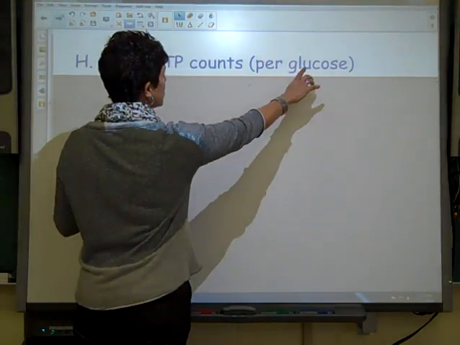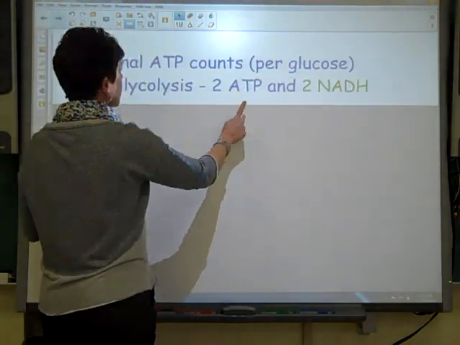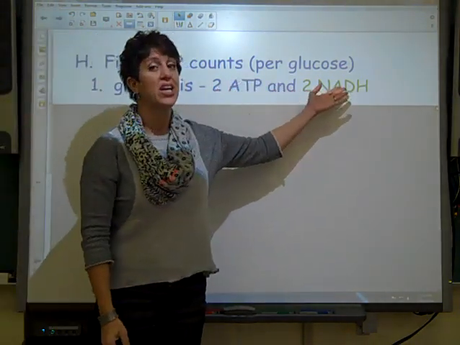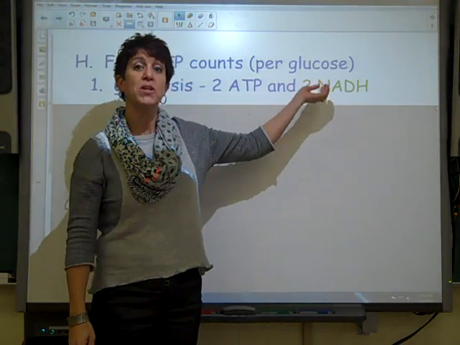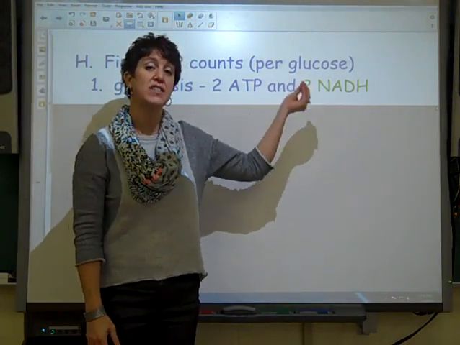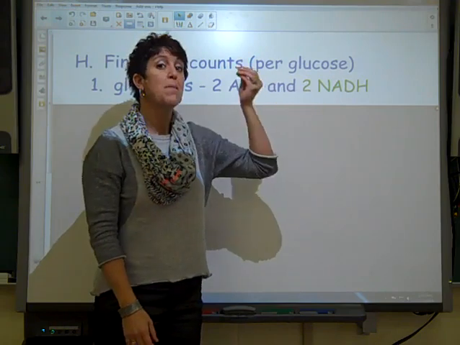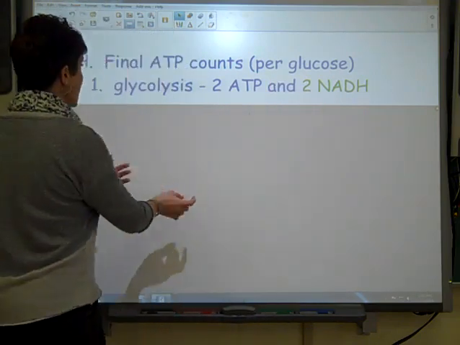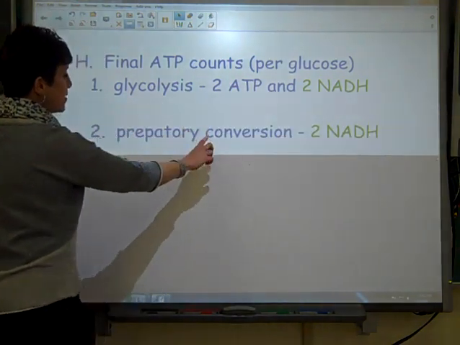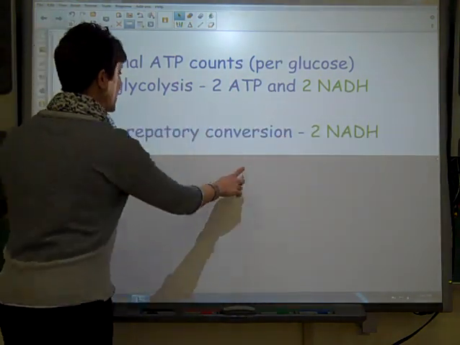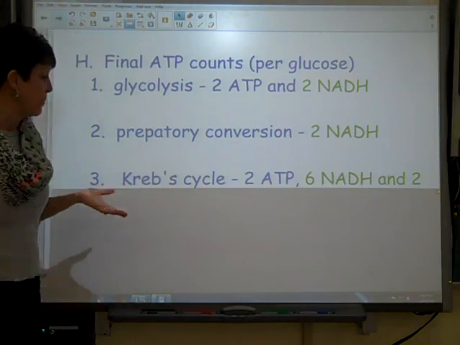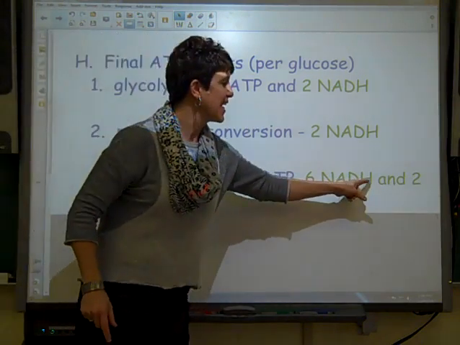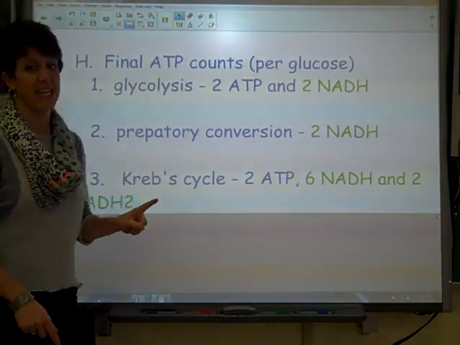Final ATP counts, this is all per glucose. So, glycolysis, I made 2 ATP, and then in green I put here 2 NADHs are made. I'm going to want a count of how many NADHs and FADH2s I've produced, because those are going to be like coins that I turn in for ATP at the end. The next step, the preparatory conversion, 2 NADHs are made, but no ATP. The Krebs cycle, 2 ATP, 6 NADHs, and 2 FADH2s.